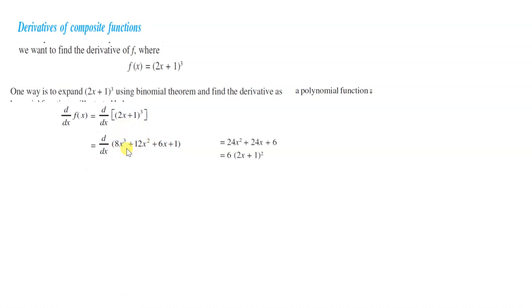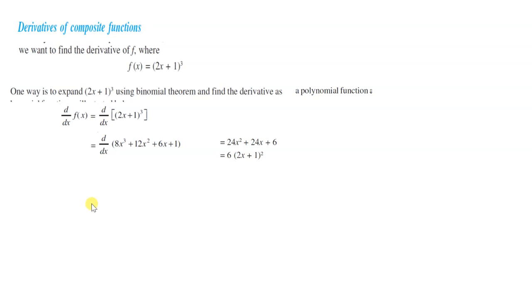The derivative of 8x cube: 8 is constant, the derivative of x cube is 3x square, so it becomes 24x square. The derivative of x square is 2x, so it becomes 24x, and the derivative of x is 1, so it becomes 6. Now 6 can be taken common. After taking 6 common, it becomes 4x square plus 4x plus 1, which is the square of 2x plus 1. So we can write it as 6 multiplied by (2x plus 1) square.